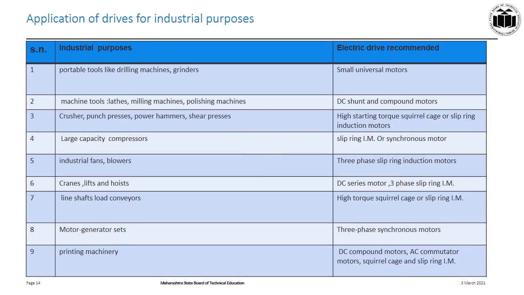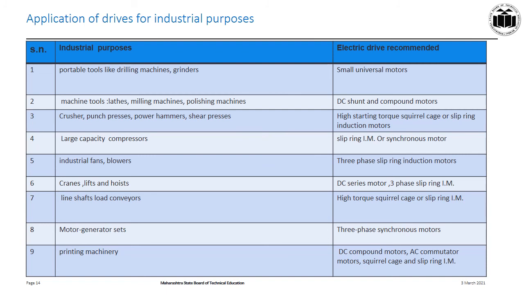Here is a list of applications of drives for industrial purposes. The learner may go through the list for the various industrial purposes and the electric drive recommended. Here we see that the DC series motor or the three-phase slip ring induction motor is recommended for heavy starting applications like cranes, lifts and hoists.